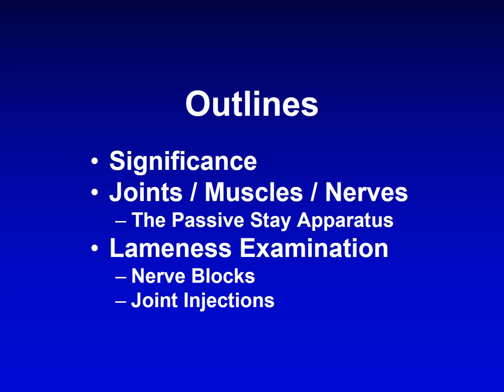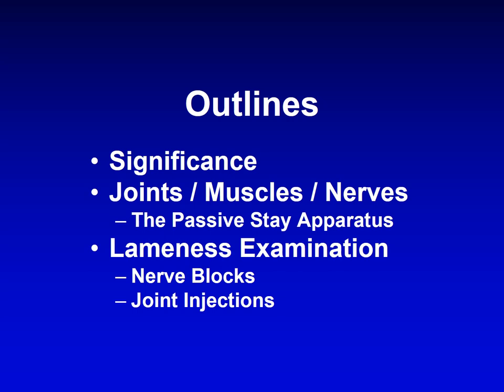So we'll talk about this mechanism, or the passive stay apparatus, and then the third point we will talk about is lameness examination, how we're going to evaluate a lame horse, and how we're going to do nerve blocks, and also joint injections. So these are the three main points that we will be covering during this lecture. We'll start with the significance first.